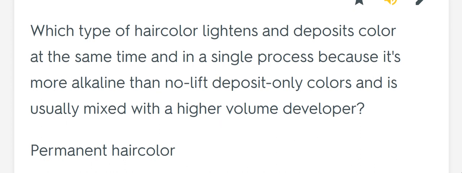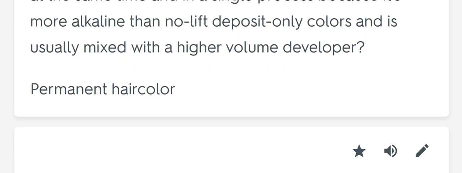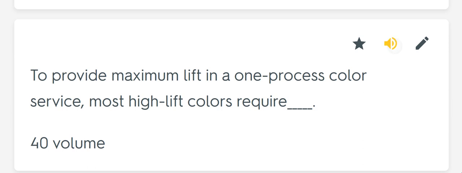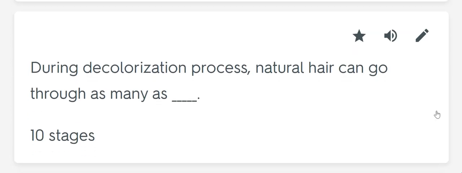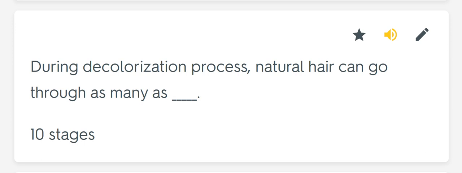Which type of hair color lightens and deposits color at the same time and in a single process because it's more alkaline than no-lift deposit-only colors and is usually mixed with a higher volume developer? Permanent hair color. To provide maximum lift in a one-process color service, most high-lift colors require 40 volume. During the decolorization process, natural hair can go through as many as 10 stages.